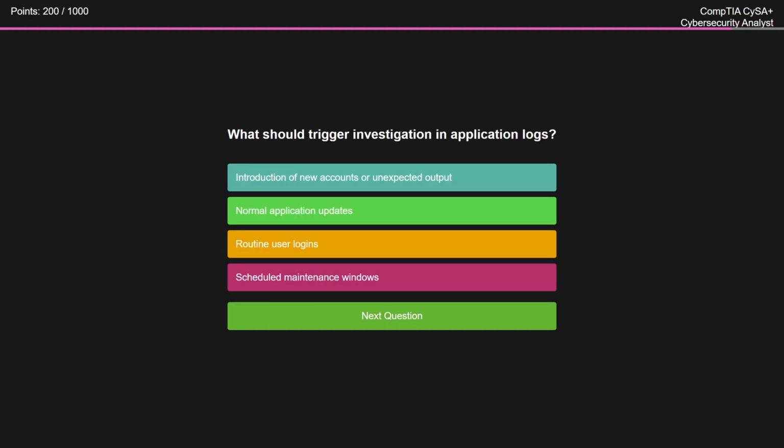What should trigger investigation in application logs? Introduction of new accounts or unexpected output, normal application updates, routine user login, or scheduled maintenance windows. So new accounts, definitely, because if I saw a new account, they could be adding different permissions and stuff to those accounts if they privilege escalated up to where they could do that. So that would be the reason that one's right.